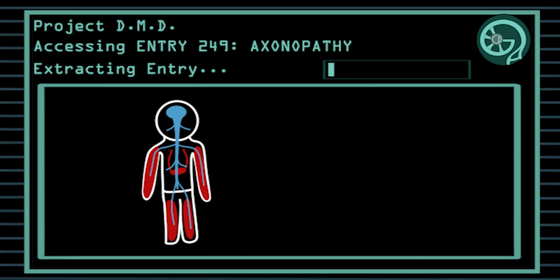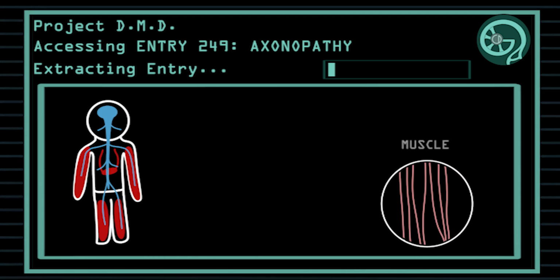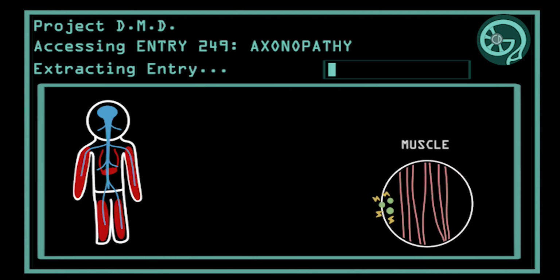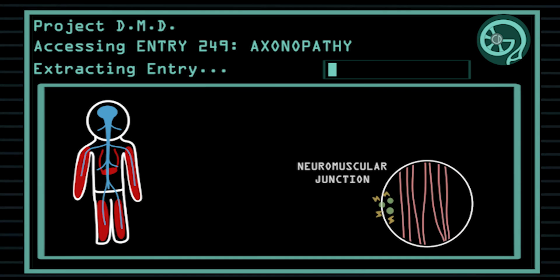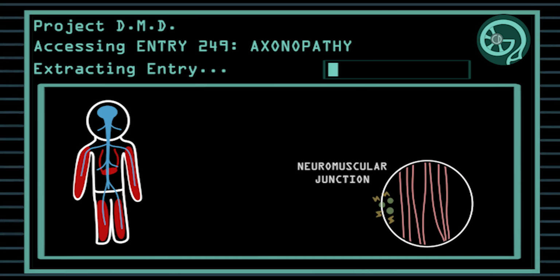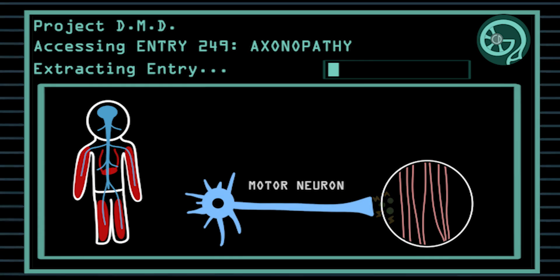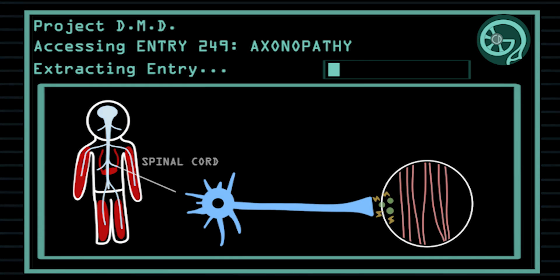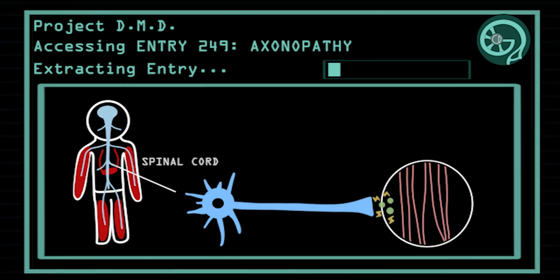In a healthy human system, movement of the skeletal muscle is controlled by chemical activation at a neuromuscular junction, where the muscle is at a synapse with and activated by a motor neuron, which originates in the spinal cord and is controlled by the brain.